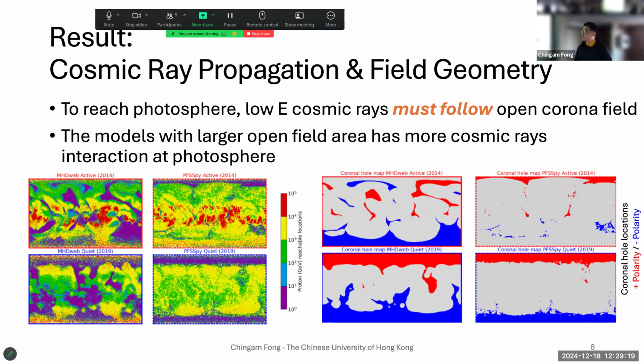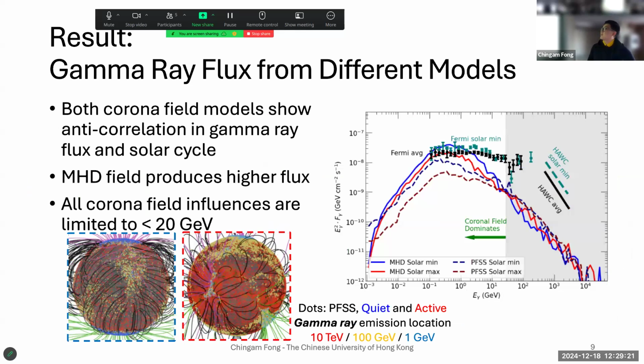So what our simulation reveals is that we can sort of get the time variation we have in observation, in that when the sun is more quiet, shown by this blue line, our simulation result has more flux in the low energy. And at higher energy, due to the smaller open corona field areas, the flux is lower. And also the MHD field in general has a higher flux, and that matches observation better. However, all of that is only limited to the low energy regime, somewhere below 10 or 20 GeV.